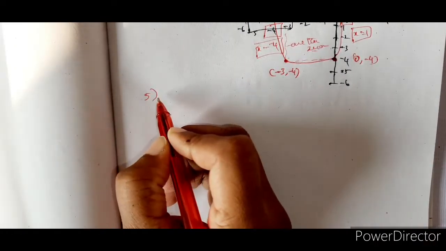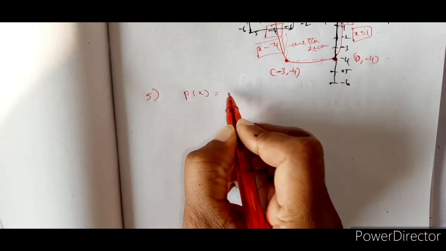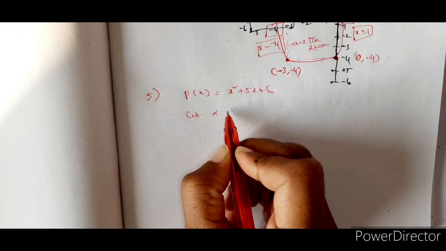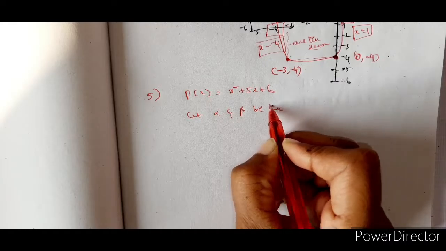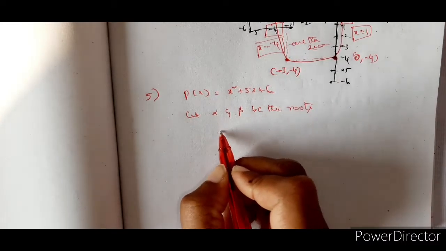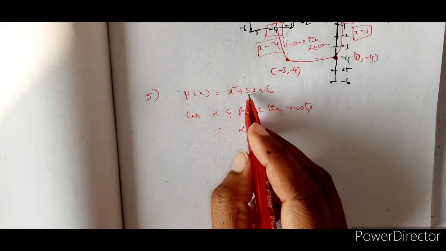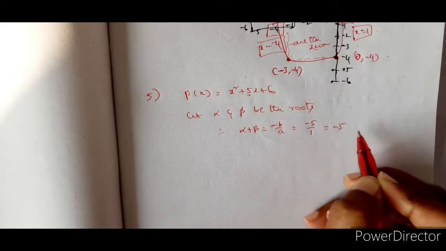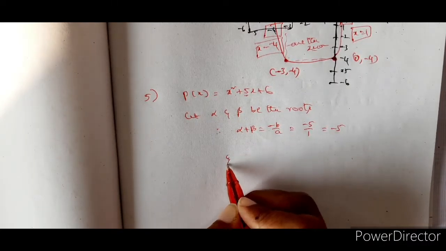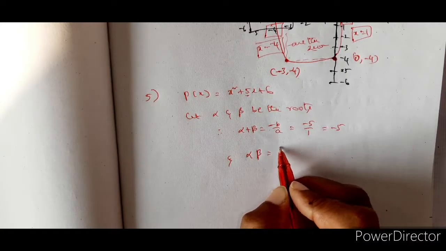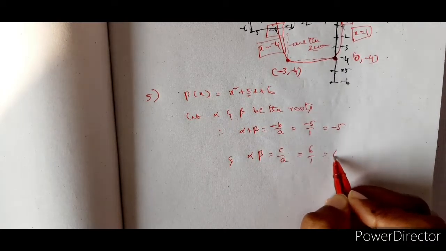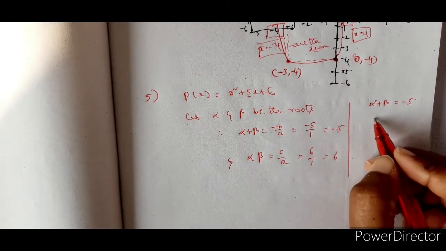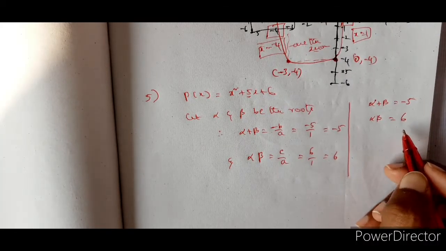Right. So the fifth problem, you have to find the roots of the polynomial, that is x square plus 5x plus 6. So what will you write? Let alpha and beta be the roots. Therefore alpha plus beta is equal to minus b by a, which is equal to minus 5 by 1, which is minus 5. And alpha into beta is equal to c by a, 6 by 1, which is equal to 6. So what did we get? Alpha plus beta is equal to minus 5 and alpha into beta is equal to 6.